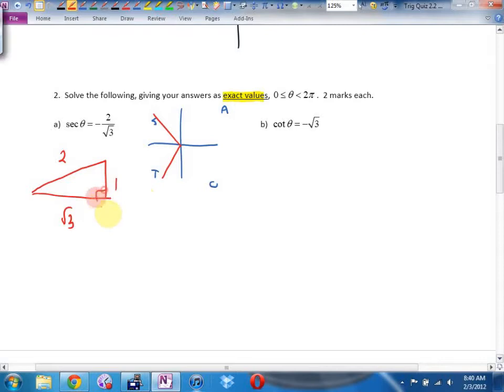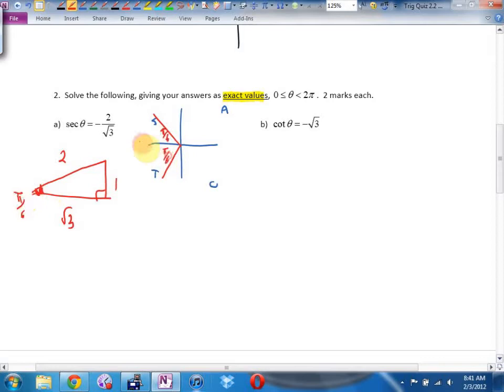Oh, that's 90 degrees right there. I want a secant of 2 over root 3. Secant goes with cosine. Cosine is adjacent over hypotenuse. I want a hypotenuse over adjacent. Oh, it's this guy here. Pi by 6. This angle's pi by 6.